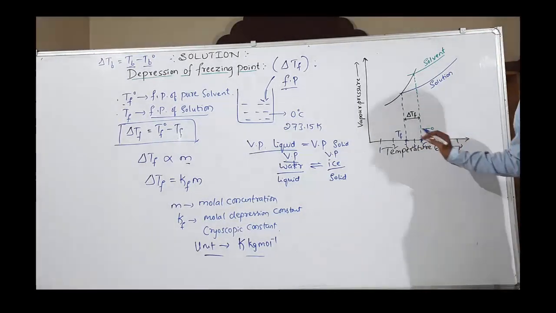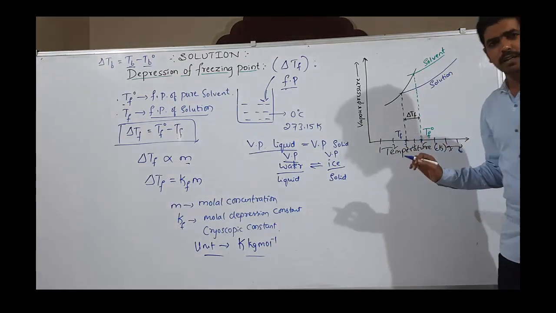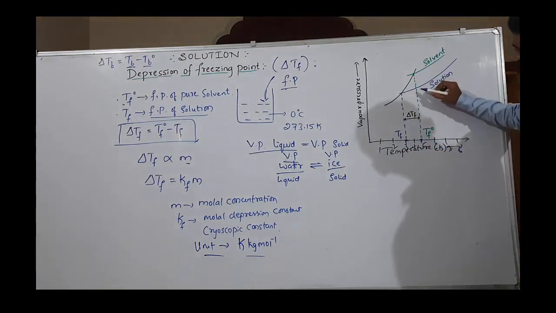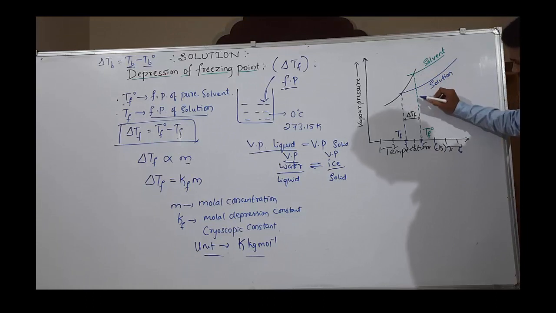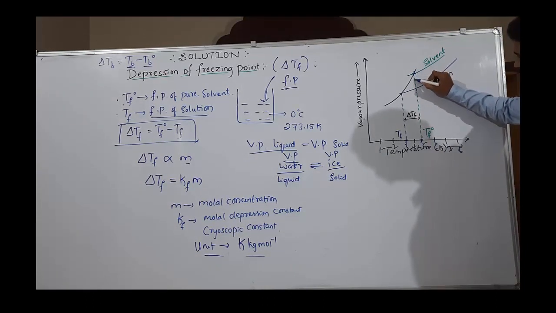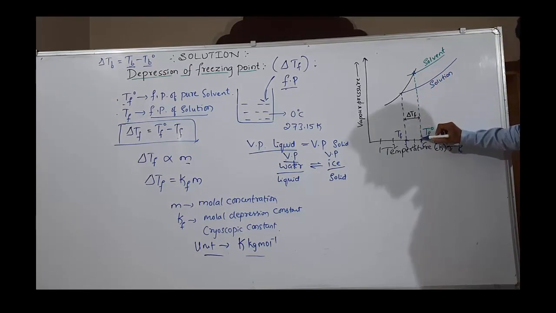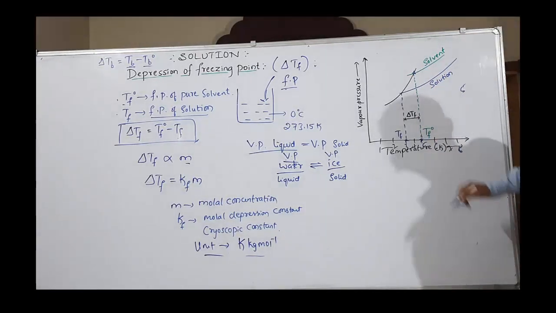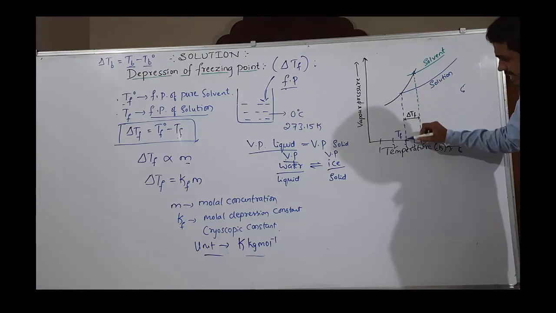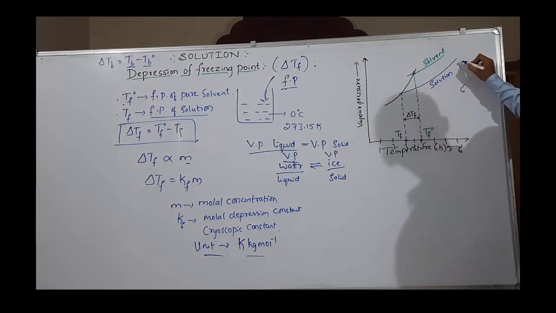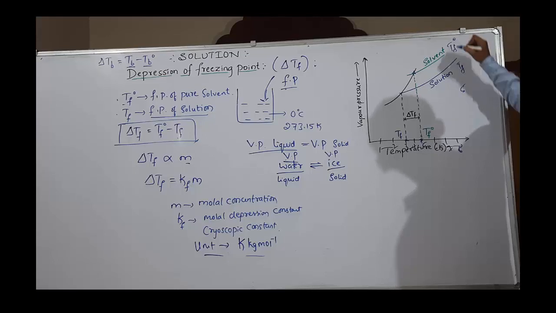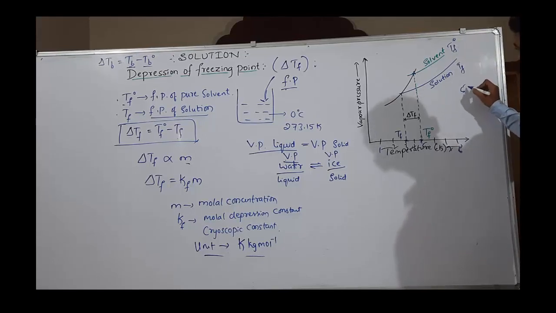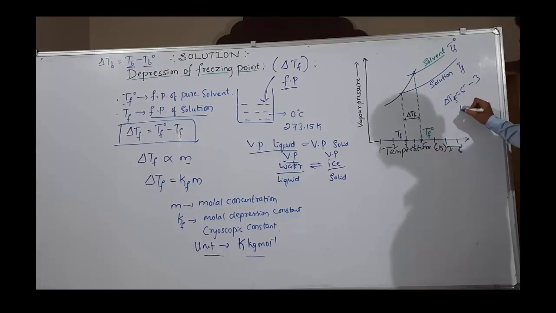Simply, roughly I have taken the values just to make you understand. So here the freezing point of the pure solvent, upon drawing the vertical line, it will intersect here, that gives 5. And the freezing point of the solution is 3, that is Tf, and this one is Tf naught. So 5 minus 3, delta Tf, there you will get delta Tf is equal to 2.